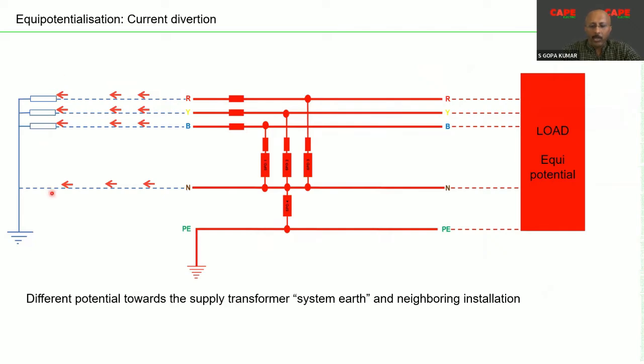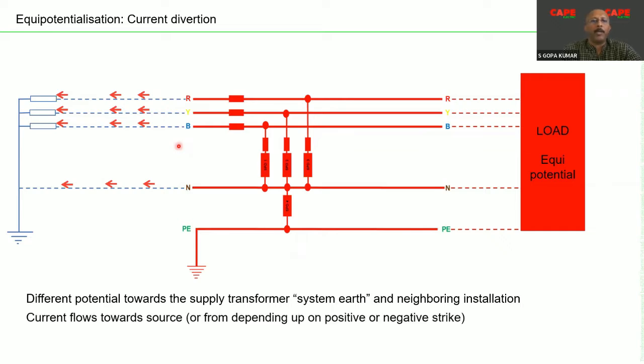The current goes towards the source. Basically, whatever the threat to your building, the SPD is diverting the current towards the source. As a result, your equipment is protected.